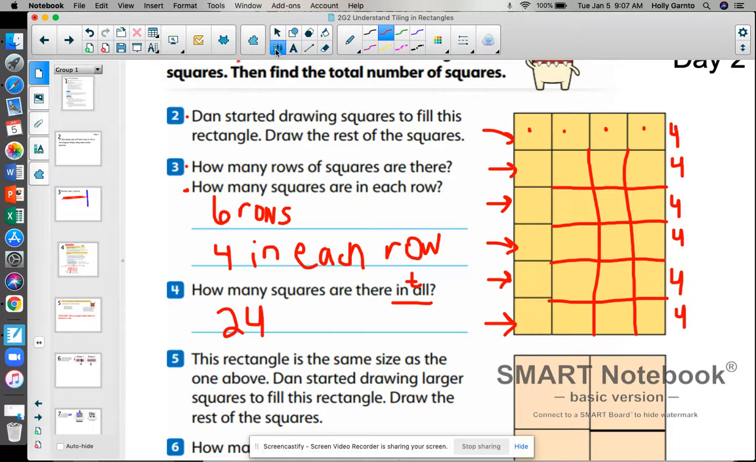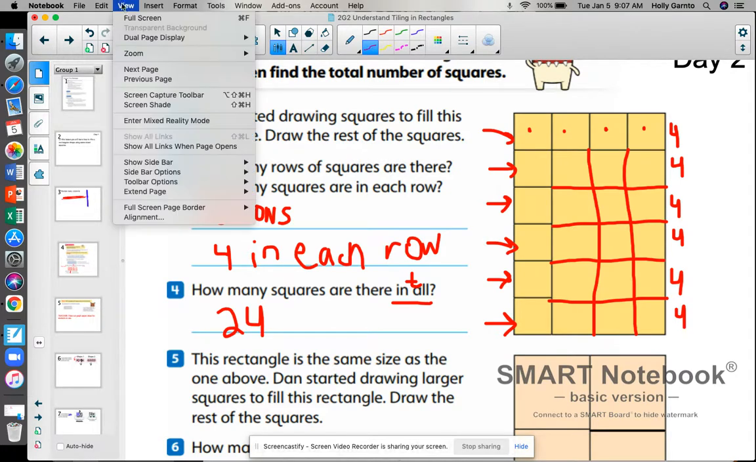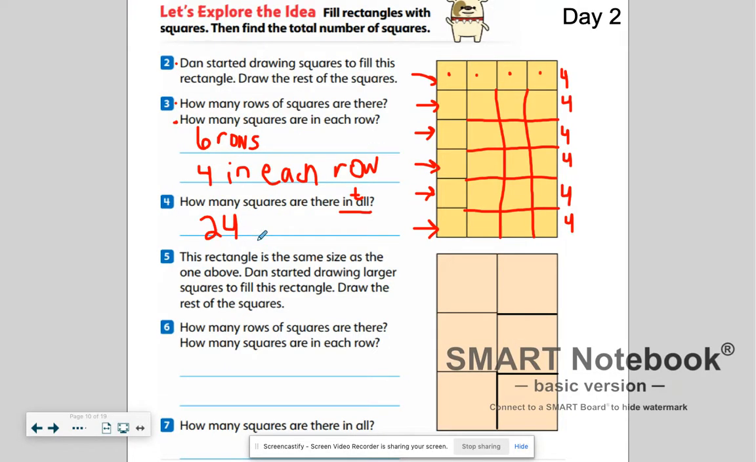Let me get my pen back. All right. How many rows? Row your boat, left to right. 1, 2, 3. So there's 3 rows. Okay, and then the next one, how many squares are in each row? So all we do is count the number in each group. 1, 2. So there's 2 in each row.